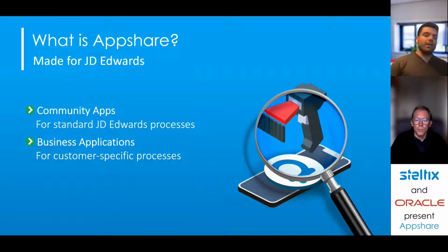So on top of that, we know that our customers all have specific needs. Some of them are running very standard JD Edwards processing. Others are running very custom or specific business. And for that, we separate the apps, or the modules as we call them in Appshare, into two different categories. We call the first one community apps.